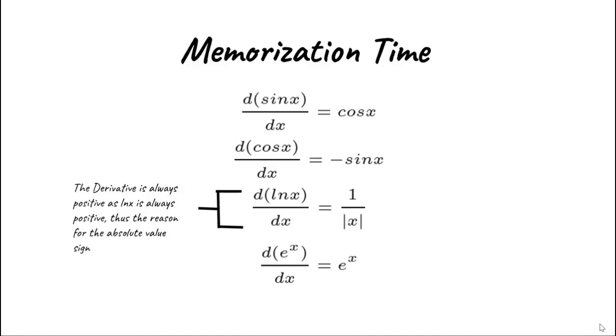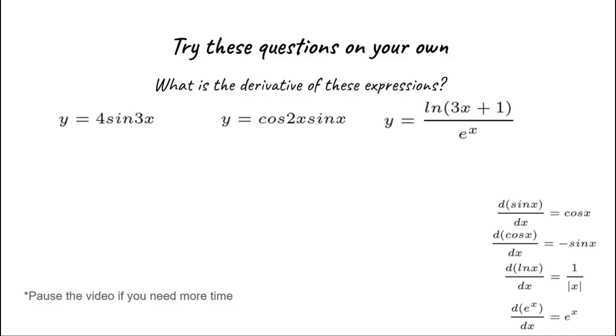So here are the formulas. It is also very important to know that for ln of x, its derivative is 1 over x, and it's only meant for the positive values of x, as ln x never has a negative x value. Now try out these problems by yourself.